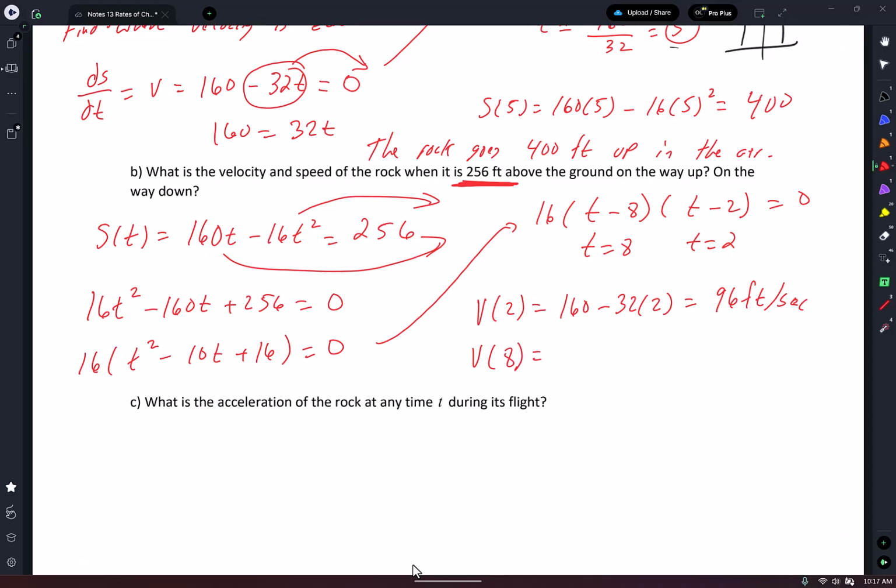Before I do this, velocity at 8: if I plug in an 8, I better get the same magnitude, but instead of a positive, it's going to be negative because I'm on the way down. Does that make sense to you guys? This is symmetric. So 160 minus 32 times 8. And let's see what this is.